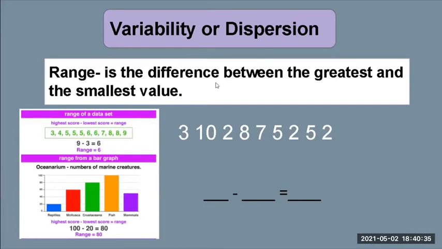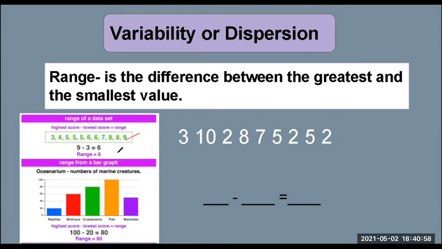Range is the difference between the greatest and the smallest value. Like here in our example, we have the data 3, 4, 5, 5, 5, 6, 6, 7, 8, 8, 9. Our highest value in this data is 9, and the smallest value is 3. Then the difference, 9 minus 3, will be 6. So our range is 6 here.